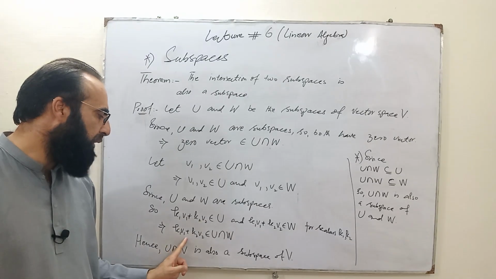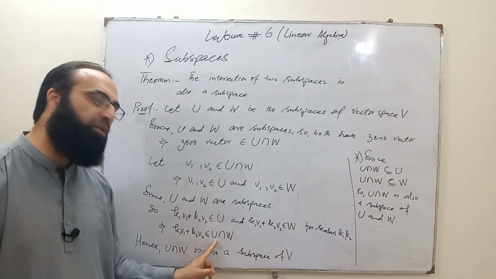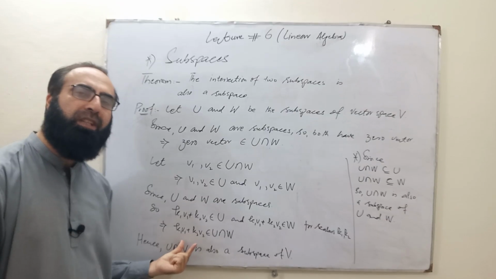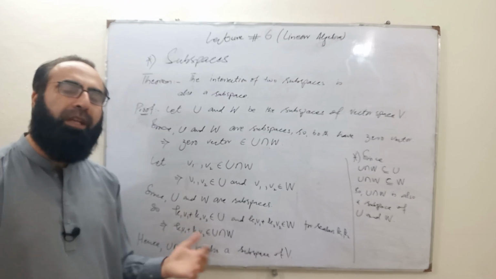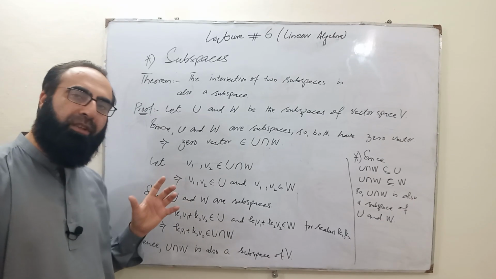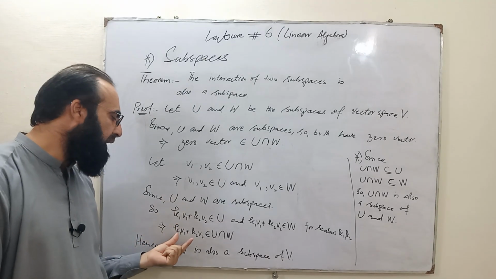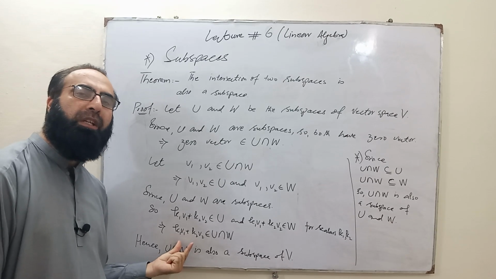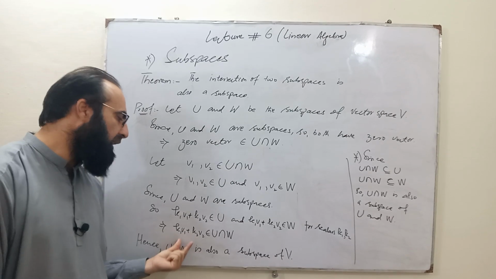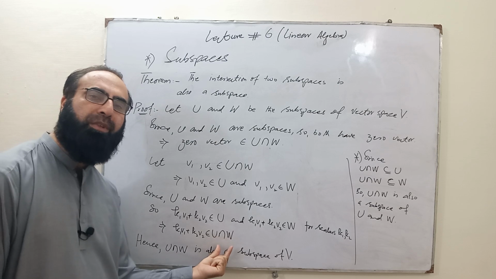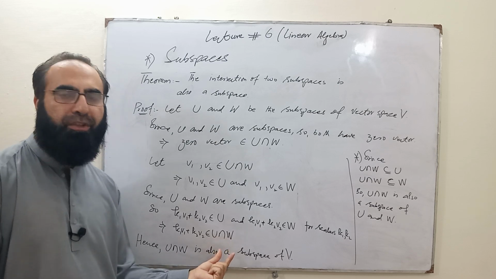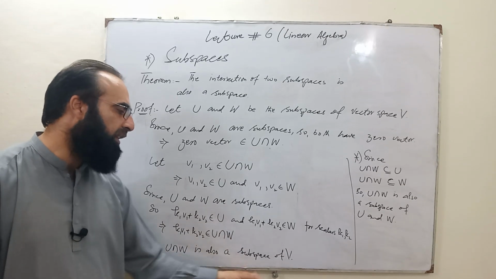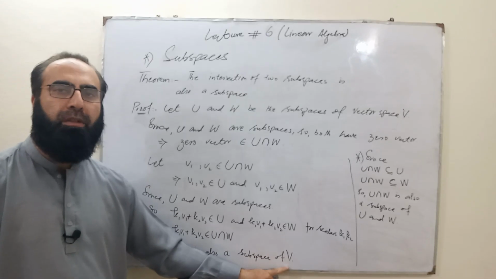Since this combination belongs to U as well as W, it will also belong to their intersection. That is, K1 V1 plus K2 V2 belongs to U intersection W, and this was the second condition of the theorem. That theorem tells us that if a subset satisfies these conditions on linear combinations of vectors, then that subset is a subspace of a vector space. So clearly here U intersection W is a subspace of a vector space V.